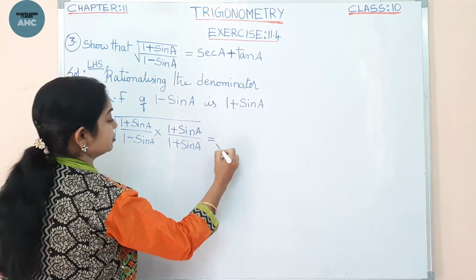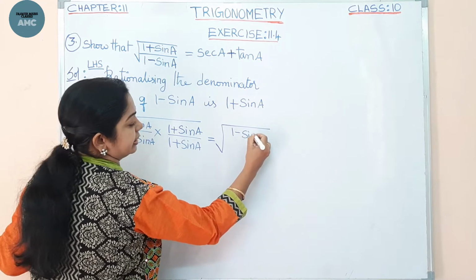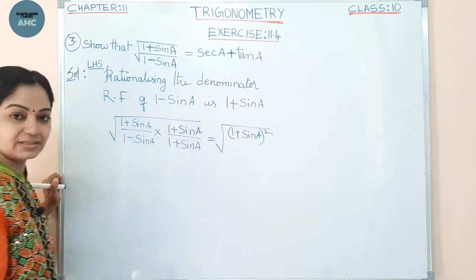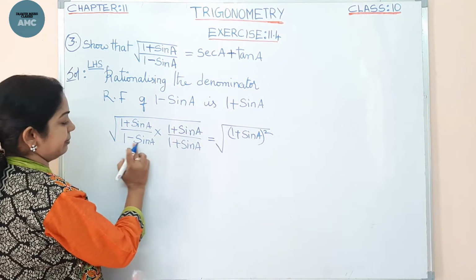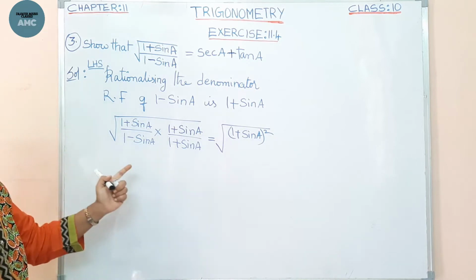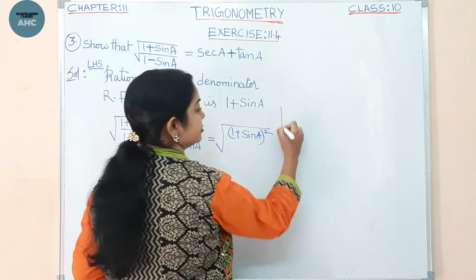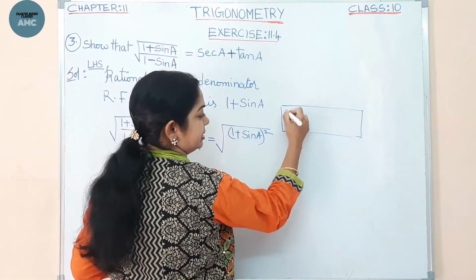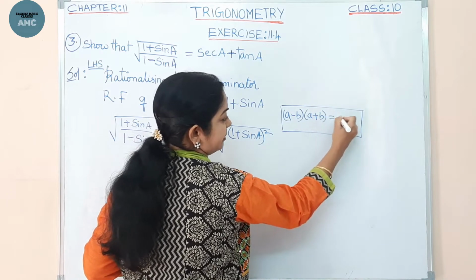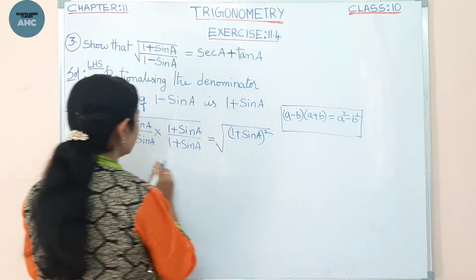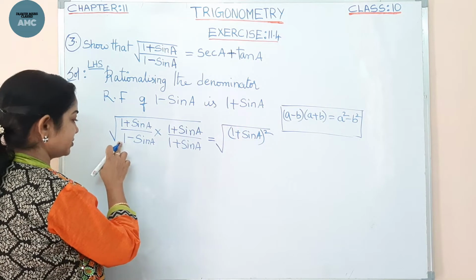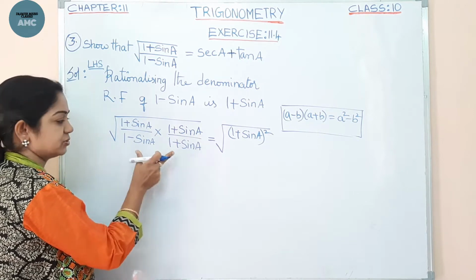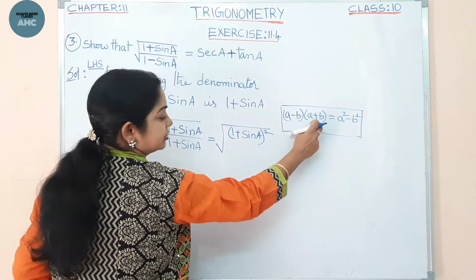Right. Now, this comes to (1 minus sin A)(1 plus sin A) in the denominator, and (1 plus sin A) whole square in the numerator. Here, if you see (A minus B)(A plus B), it is in the form of an algebraic identity. So, let us use the algebraic identity: (A minus B) into (A plus B) is equal to A square minus B square. This is the algebraic identity. So, clearly, we'll suppose A as 1 and B as sin A. A minus B, A plus B, that comes to A square minus B square according to the identity.